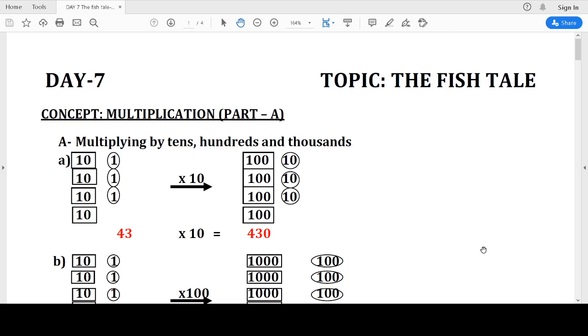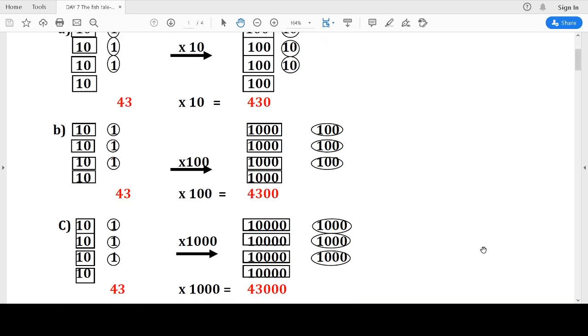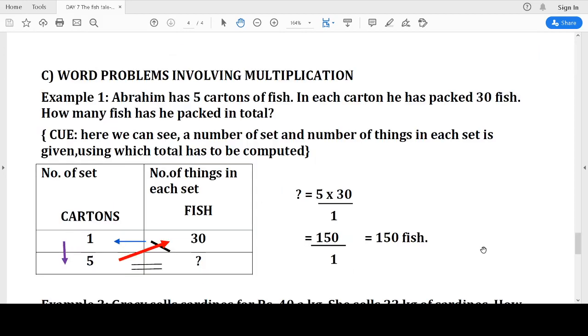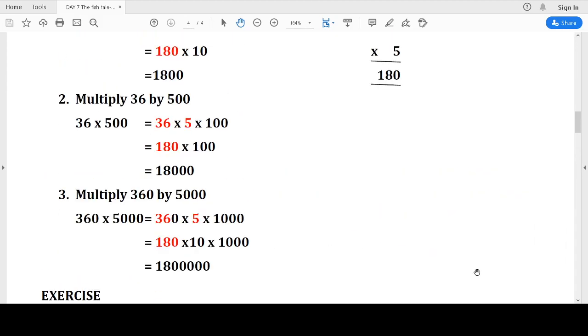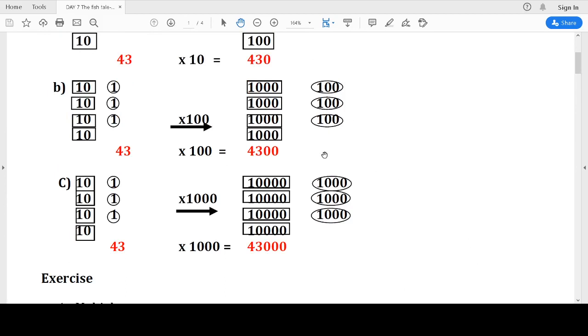Coming to the next example. Suppose I have to multiply 43 by 100. Then here I will multiply each box by 100. 10 into 100 makes 1000. So each box converts here into 1000, and 1 into 100 makes 100. So this is 4300. So 43 into 100 makes 4300.